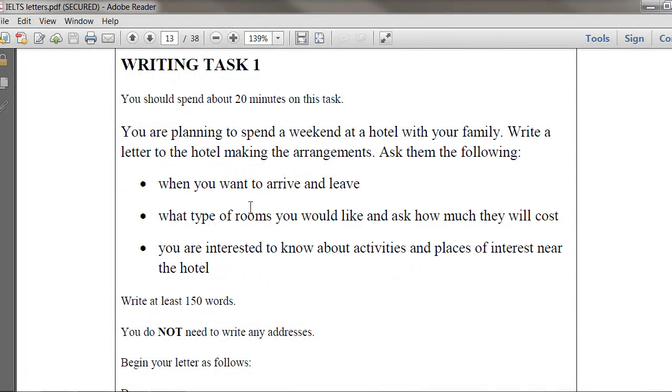There's a few elements in here. If we see when you want to arrive and leave, if you just mention when you arrive, you haven't fulfilled this bullet point, and your score would be lowered for task achievement. And same here, type of room and cost. So be careful. Sometimes there's more than one part to the bullet point, and you must cover both. And if you don't, then you're not going to get a high score for task achievement.